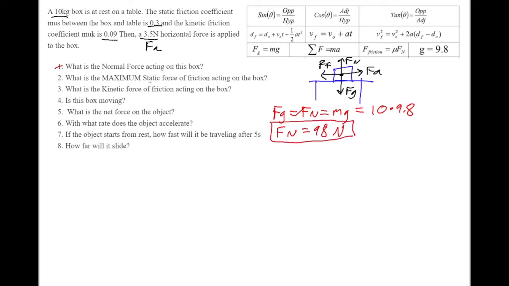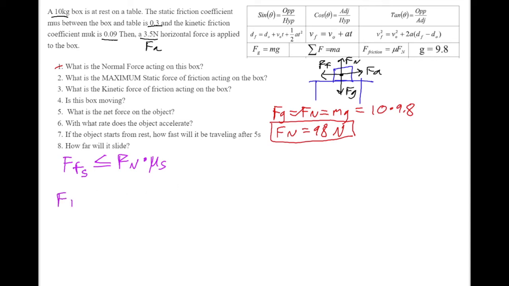Number 2 says, what is the maximum static force of friction acting on the box? So this is where things get tricky. And let's take a look at this. You can figure out exactly what I mean. So force friction, or force static friction, like we said in the last problem, is technically less than or equal to force normal times the coefficient of static friction. So let's go ahead and plug these in and see if you can really understand what I'm saying here.